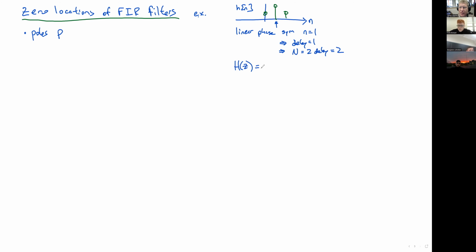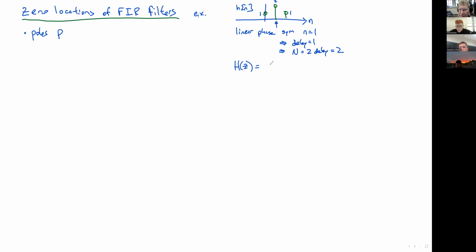And Ben, what's its h of z? And Raj, you'll be next. Take a look at its h of n. What's its h of z going to look like? Let's say this is 1, and let's say this is 2, and this is 1. Z plus 2z to the -1 plus z to the -2.